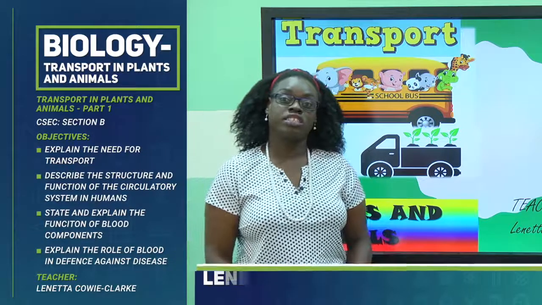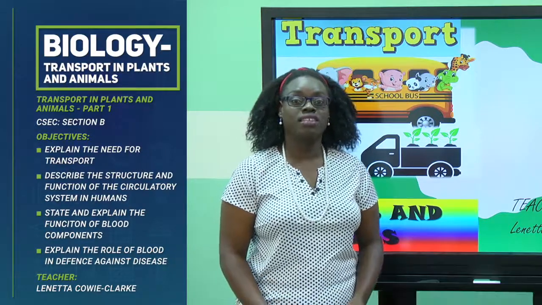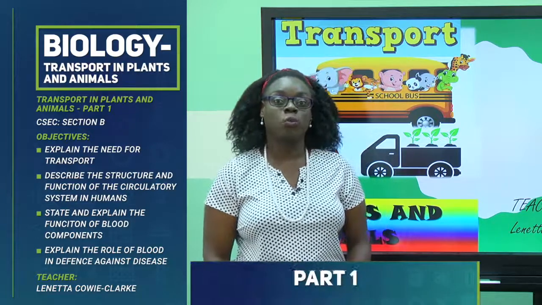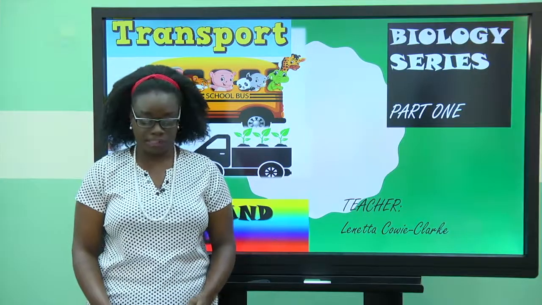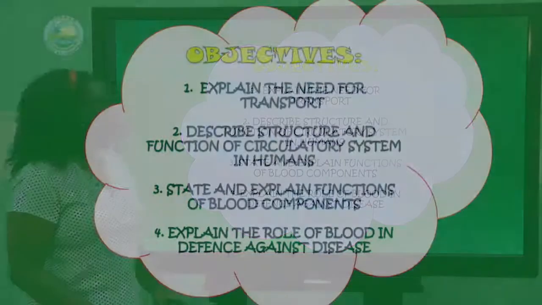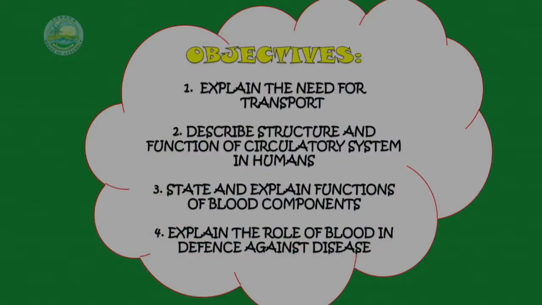I'm your biology teacher, Lenetta Cowie-Clark, and today we'll be looking at part 1 of a 2-part series on transport in plants and animals. So our objectives today are to get you to be able to explain the need for transport. You should be able to describe structure and function of the circulatory system in humans, state and explain functions of blood components, and explain the role of blood in the defense against diseases.